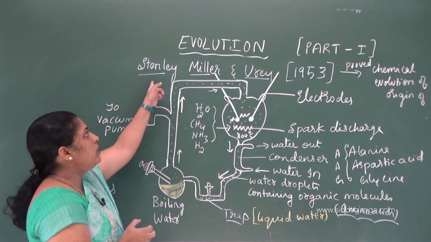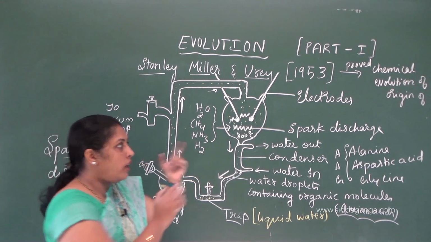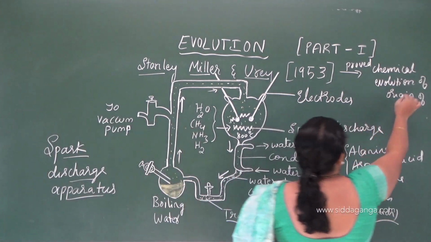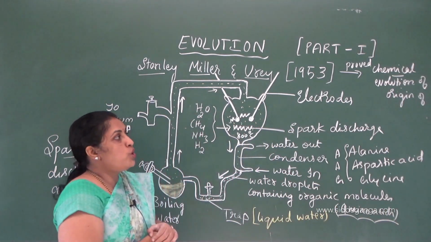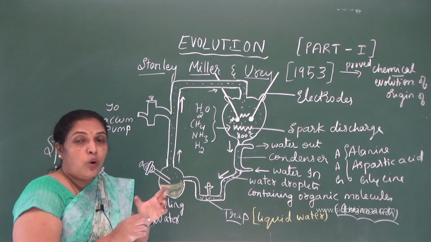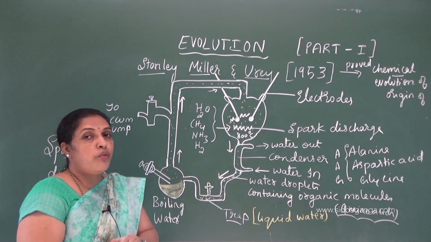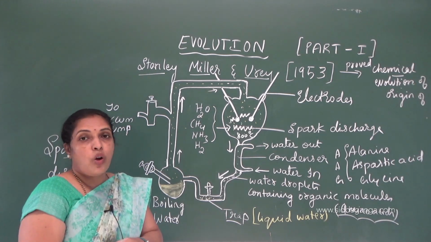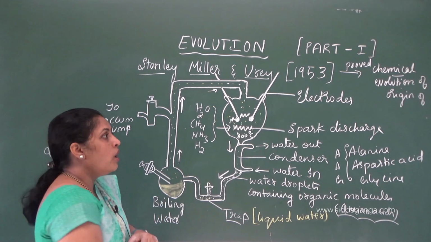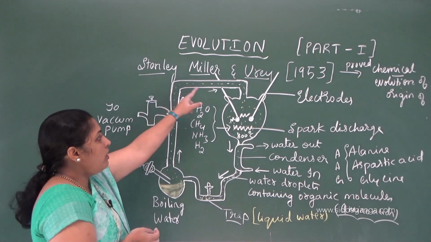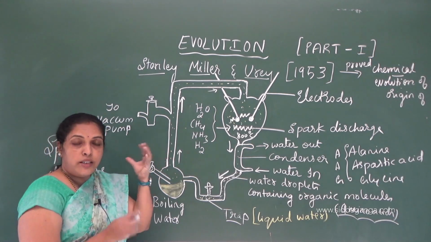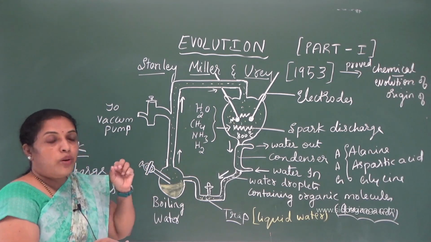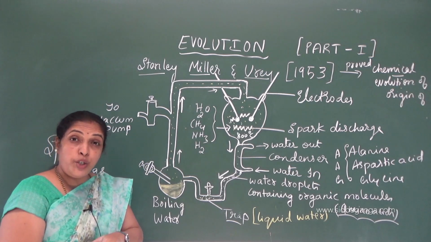Understood? So what these two scientists did, they set up the experiment. What was told according to the chemical evolution of origin of life? They told that life originated from non-living molecules, non-living organic molecules. So what they do is, they set up an experimental setup that is the same as that which was present on the primitive earth.